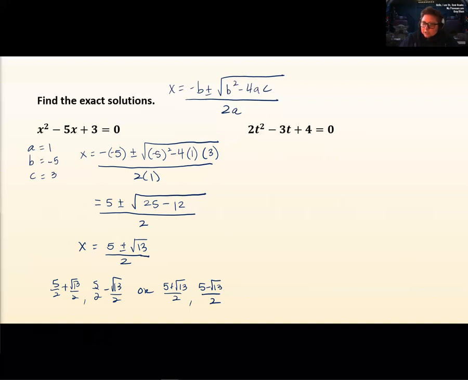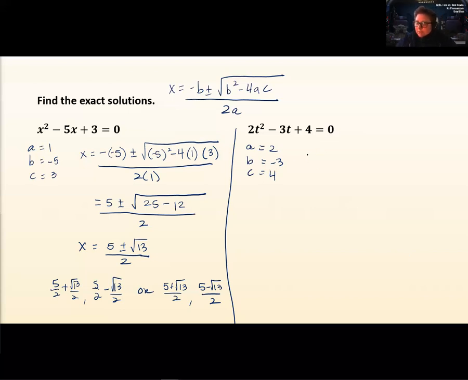All right, taking a look at the second one. Let's go ahead and use the quadratic formula again for this one, right? Same thing. It's going to be really difficult to factor. So we have a, b, and c. And our a is what this time? 2. And our b? Negative 3. You got it. And our c? 4.